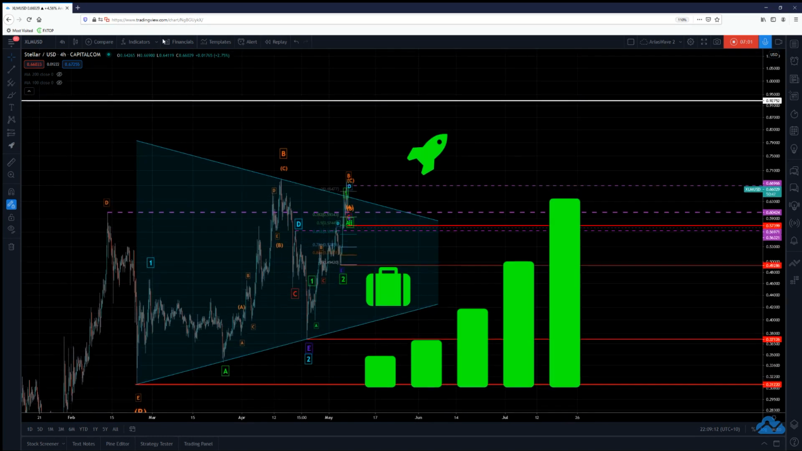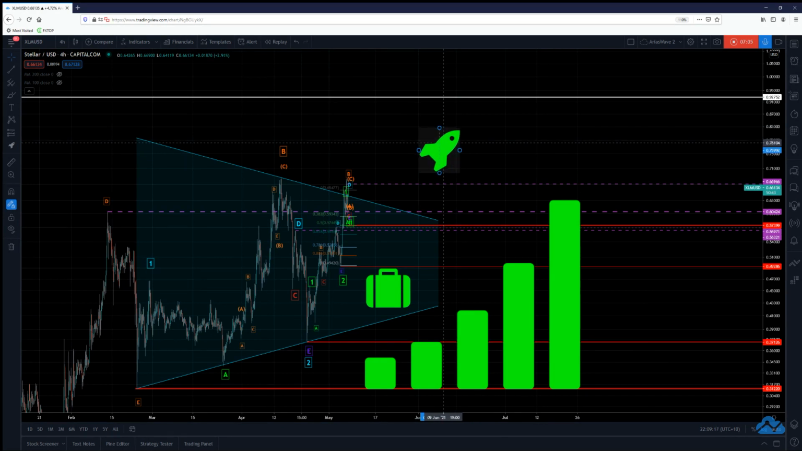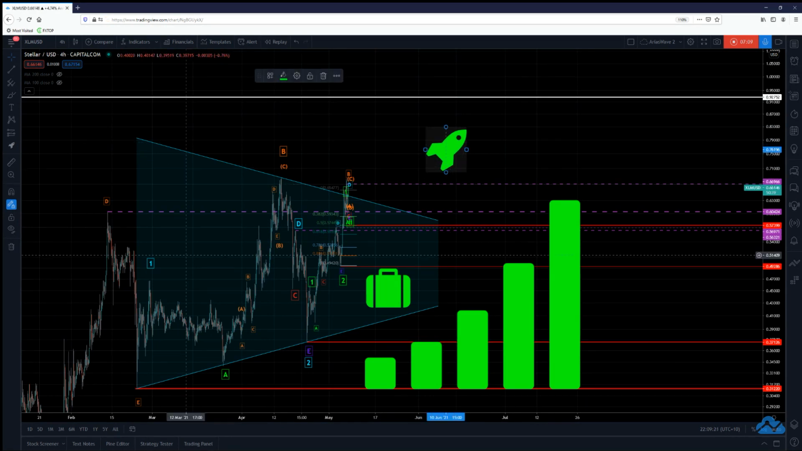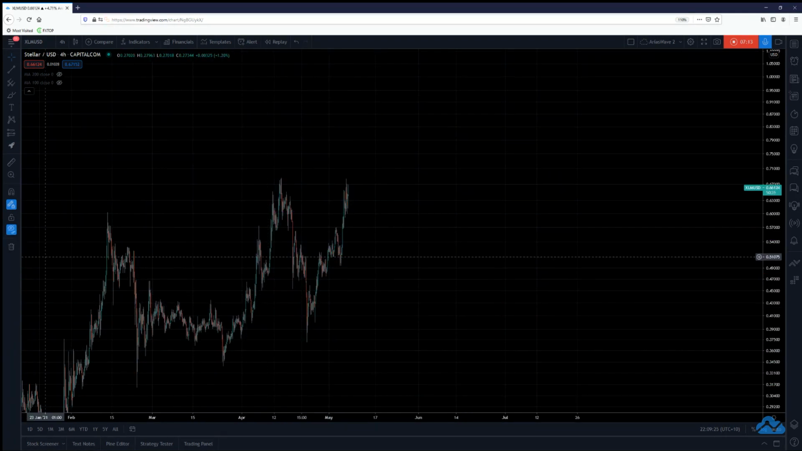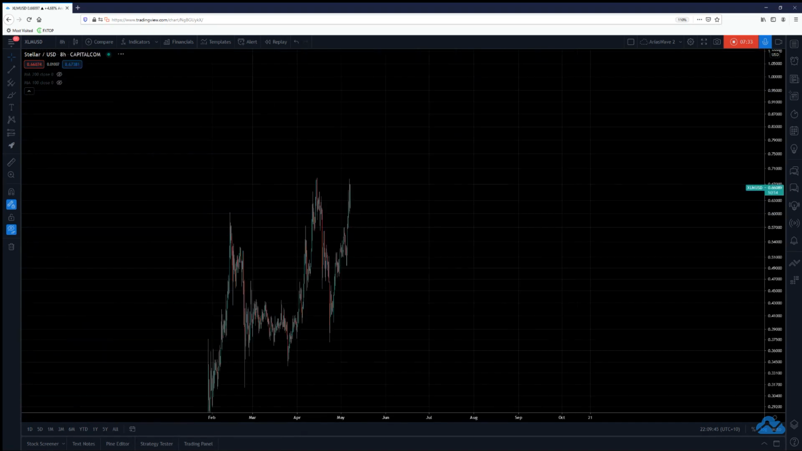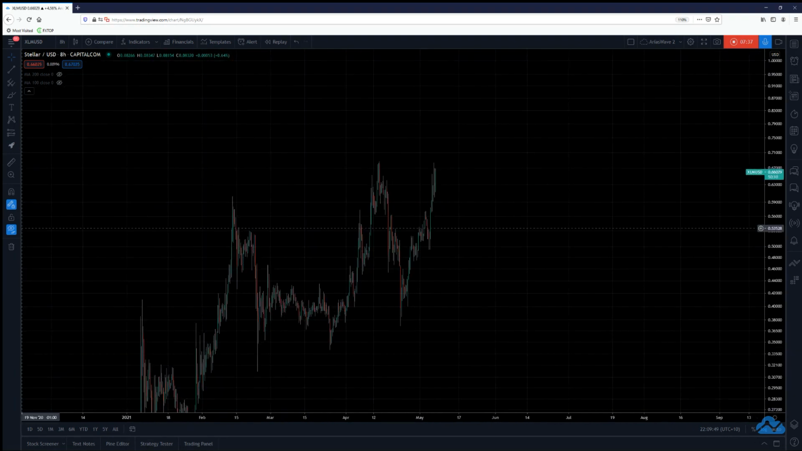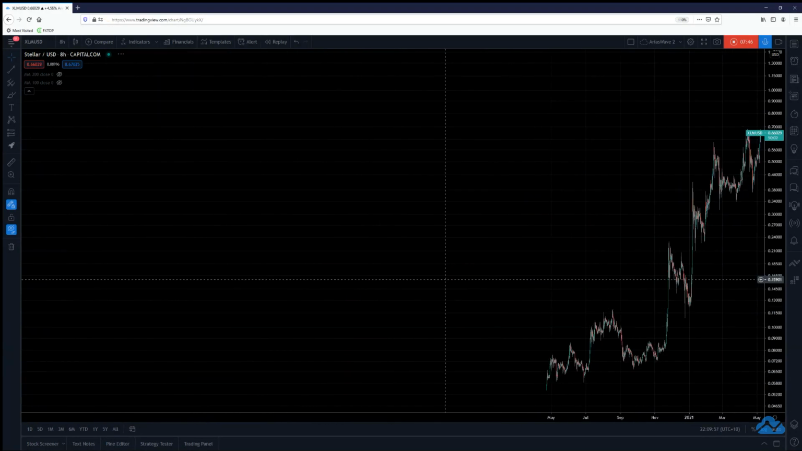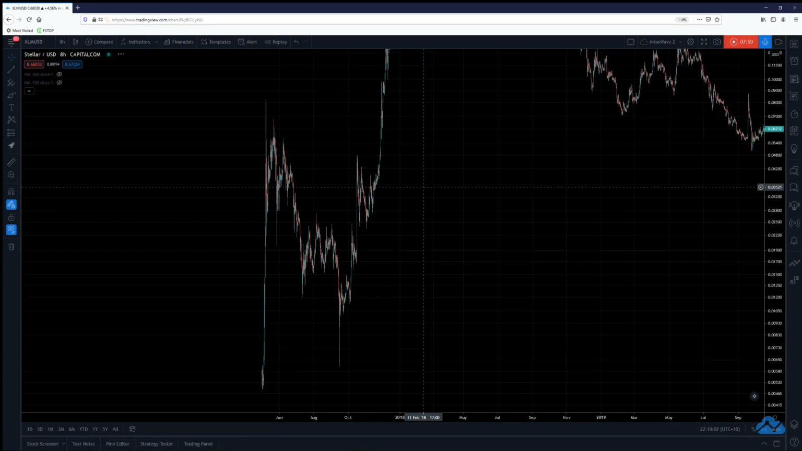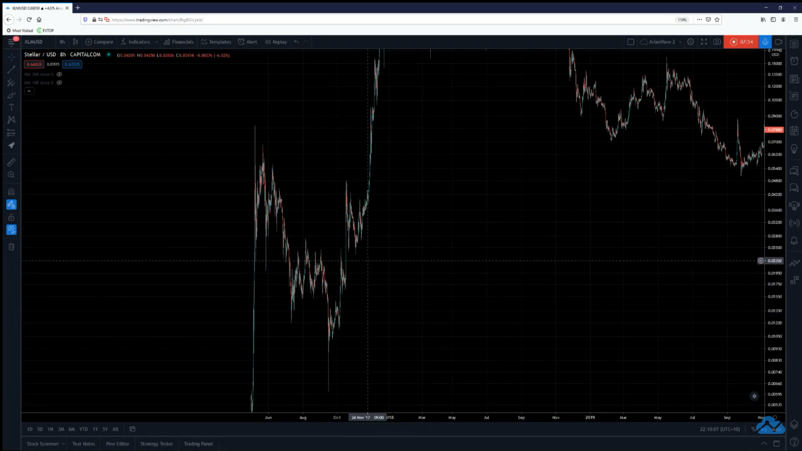Then we're going to get the rocket ship, which is going to go straight to $50. If you don't believe it, let me turn off the labels again. Can you see some kind of impulsive price action starting here? If you can't, do you even know what impulsive price action is? Go to the 8-hour chart. Does that look impulsive to you? Now let me take you back in time to 2017. What does impulsive price action look like to you? Looks like this, doesn't it? Straight up.